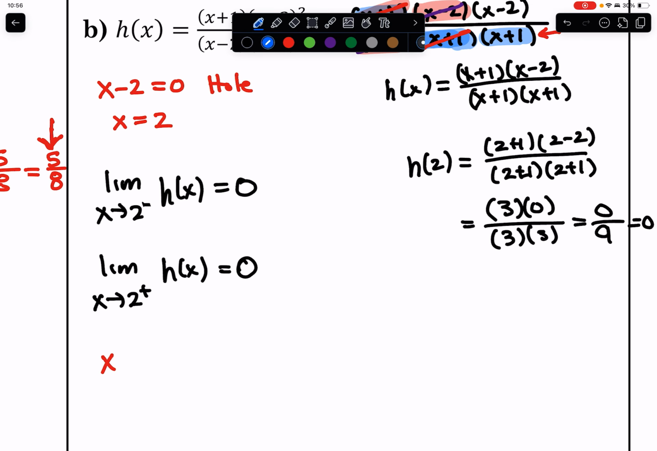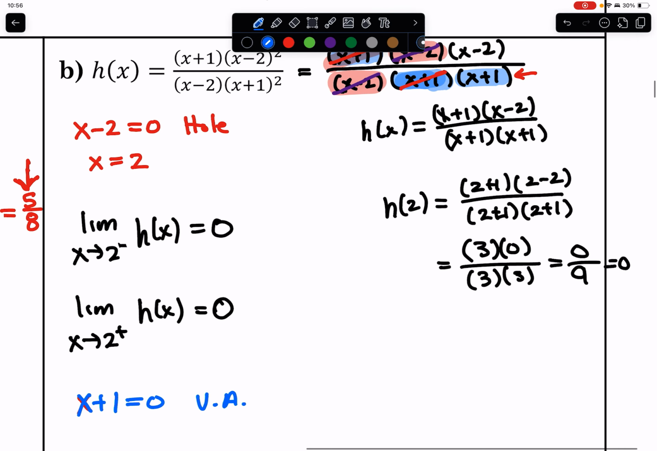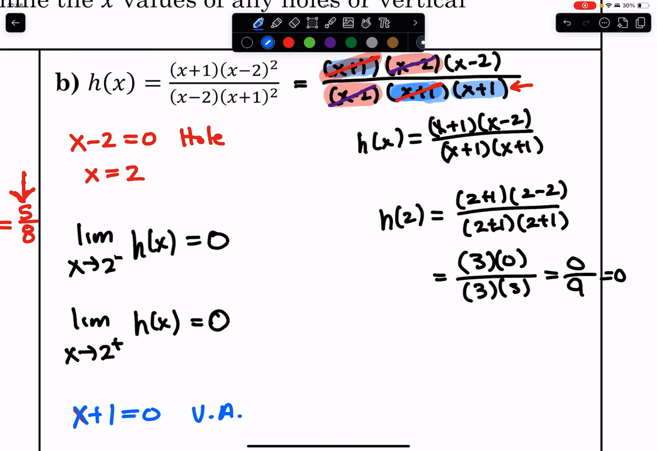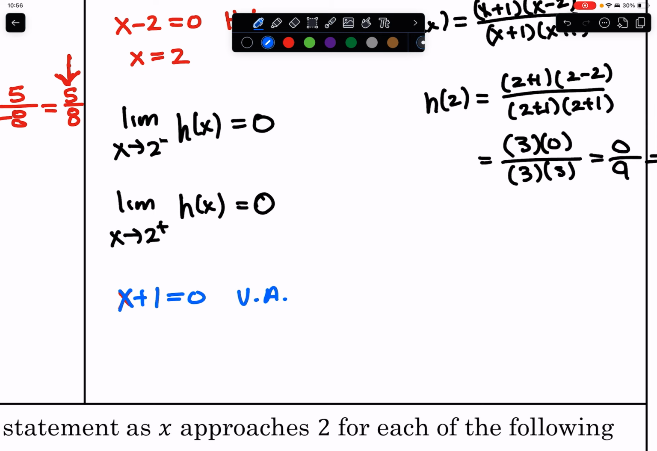So if I get x plus 1 and set it equal to 0, we have a vertical asymptote at that location. All of these values are considered discontinuities, but a hole occurs when it matches up with one of them on the top, and a vertical asymptote is when it doesn't match up. So even though this x plus 1 matches up with the one x plus 1 on top, there's still going to be one left over, and because that one doesn't match up, we're going to end up with a vertical asymptote at that location. Solving x plus 1 equals 0, x equals negative 1, is the location of the vertical asymptote.